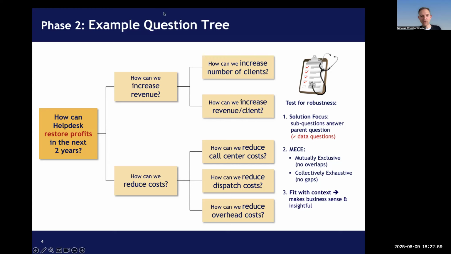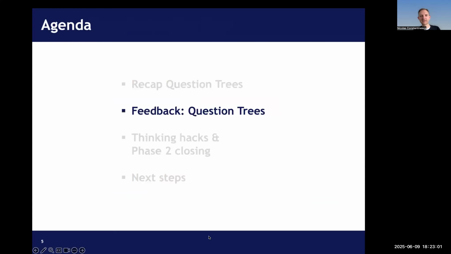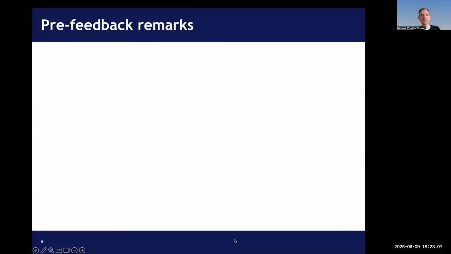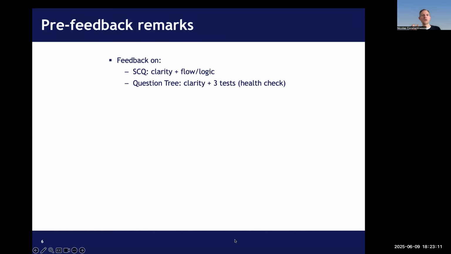Good. All right, so let's move on to the feedback. There were two submissions. What I'm going to give feedback on is, one, the clarity: do I understand things? And then, does the question tree actually make sense, is it robust? Basically, does it pass the three tests that we were just describing?